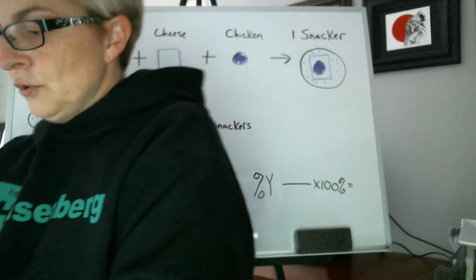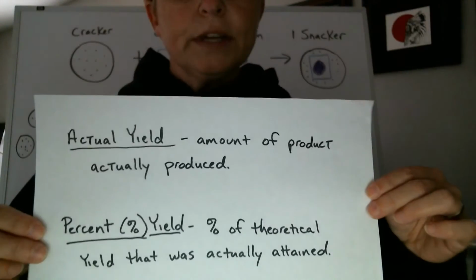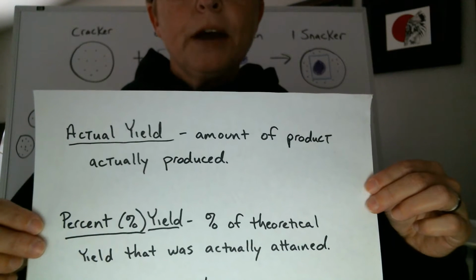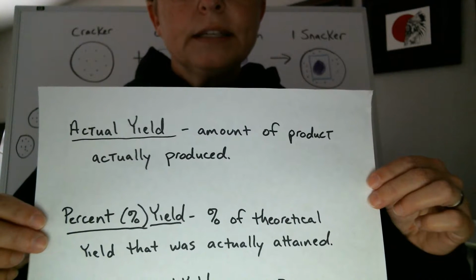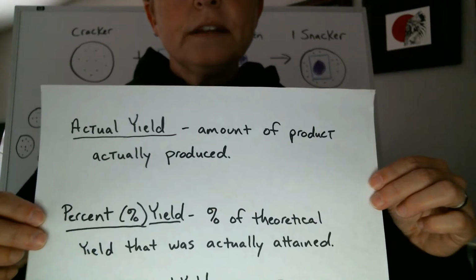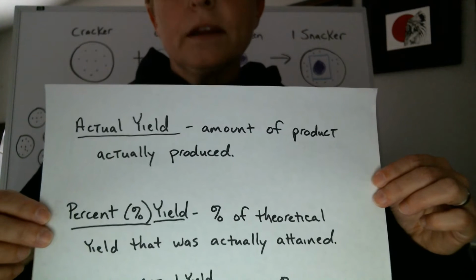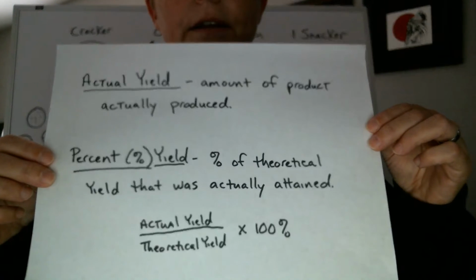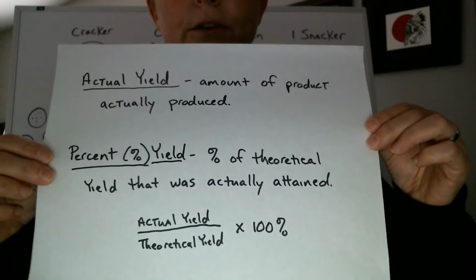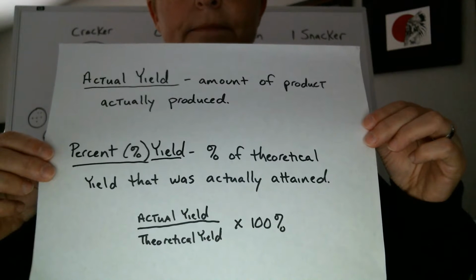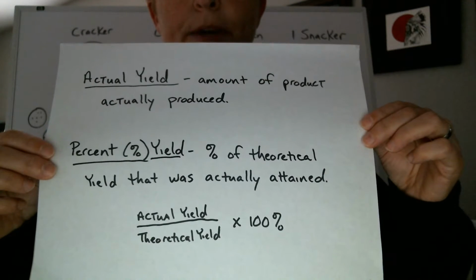The next two terms that we'll take a look at are actual yield, which is the amount of product actually produced, and then the percent yield, which is the percent of the theoretical yield that was actually attained. And there's a formula for that, and that is the actual yield divided by the theoretical yield times 100%. Again, you can pause to write that definition out and then press play.